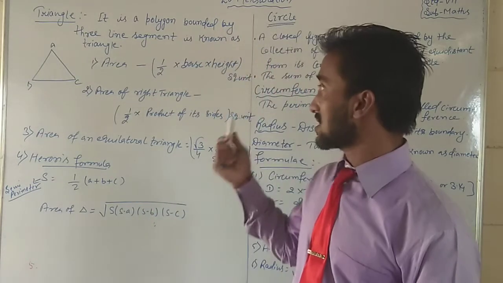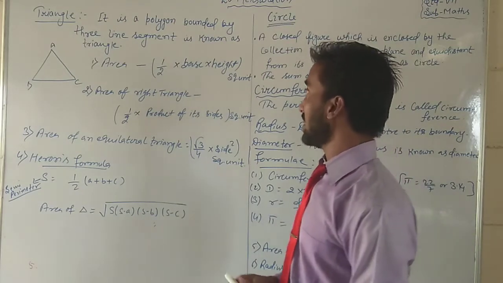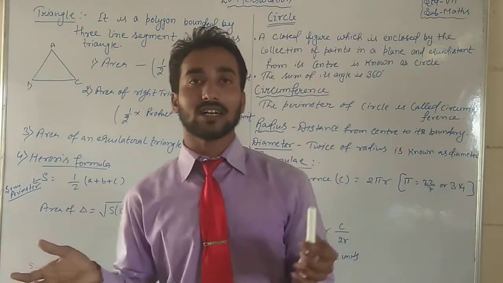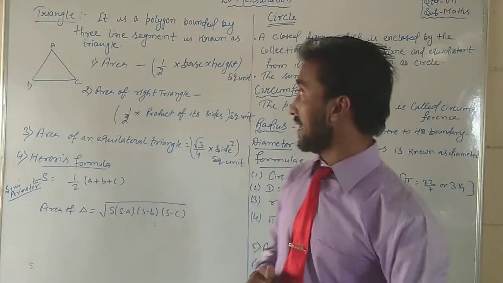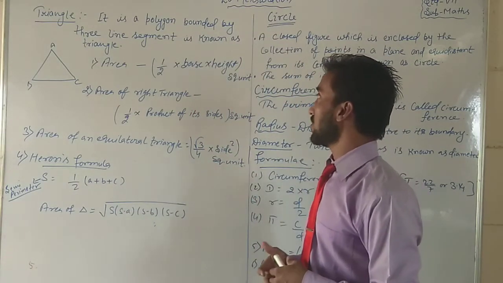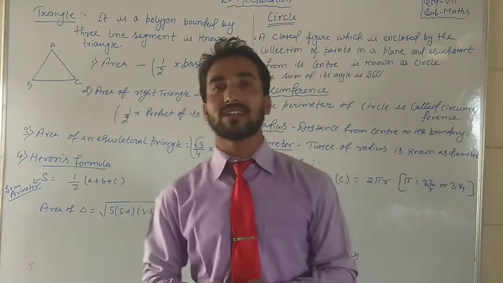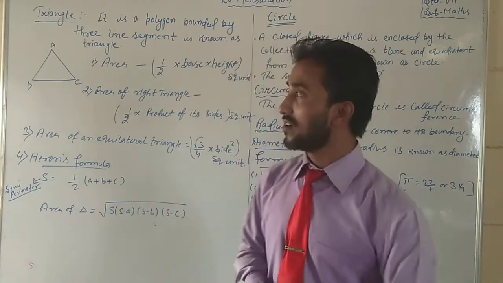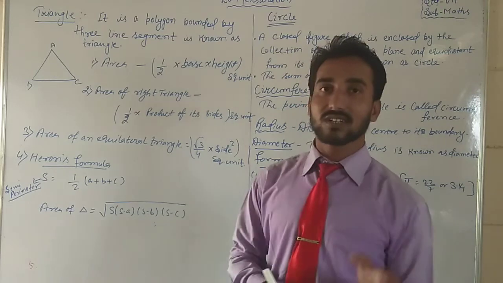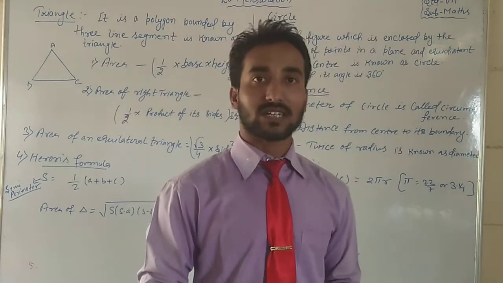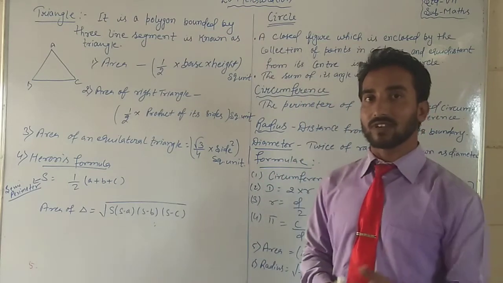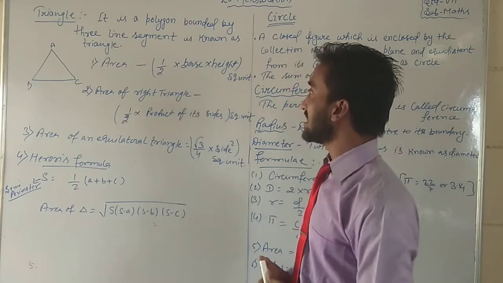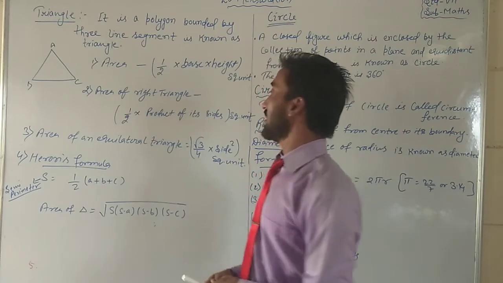So we will discuss area. If we find the area of a triangle, we use 1/2 into base into height, in square units. Area will always be in square units. Be careful: area in square units, perimeter in the same units as given, and volume in cubic units. So area is equal to 1/2 into base into height, square units.